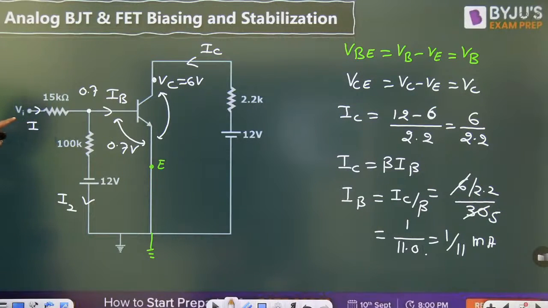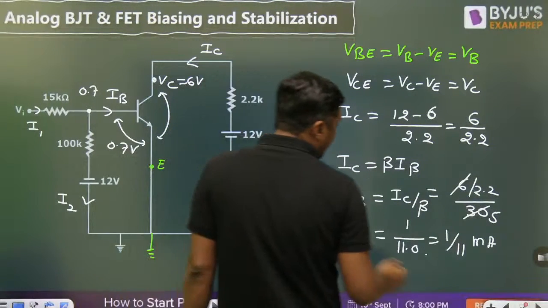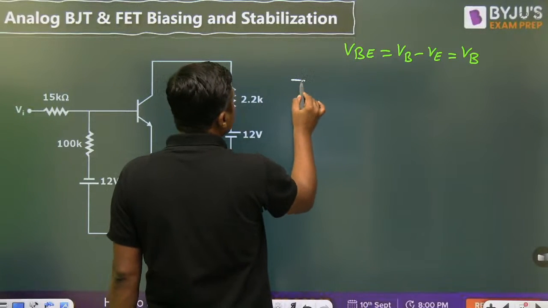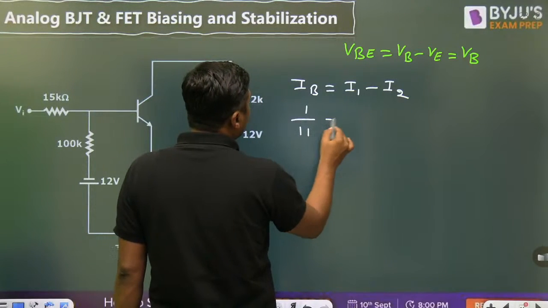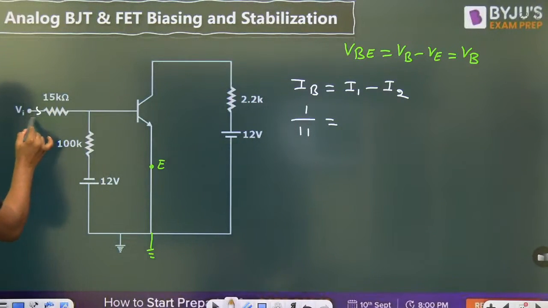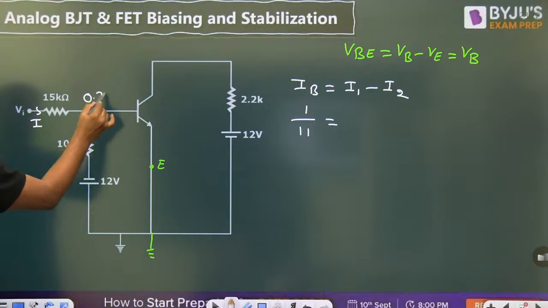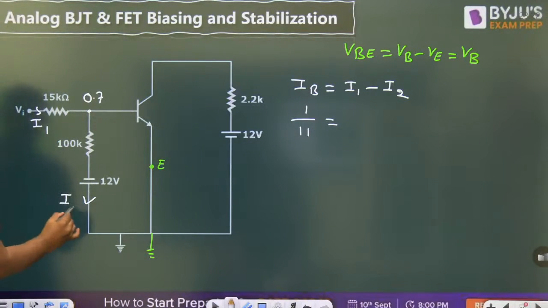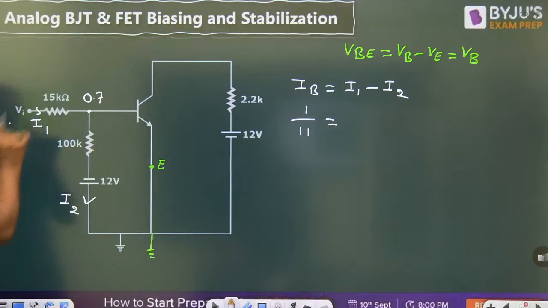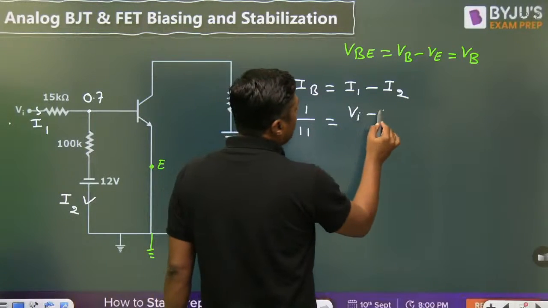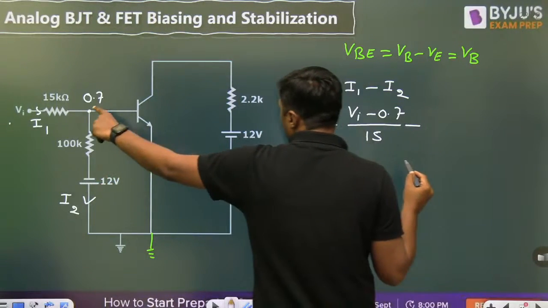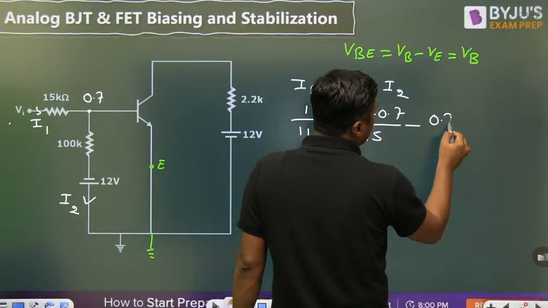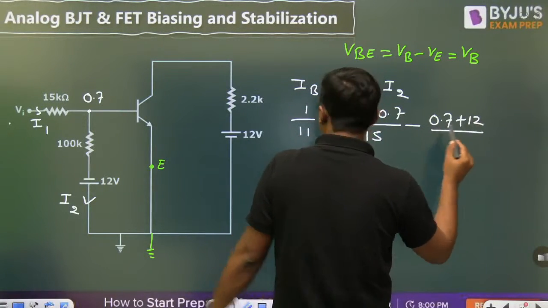Now what is the IB? From the diagram, IB is equal to I1 minus I2. This is 1 by 11 is equal to, what is the I1 here? This voltage is 0.7 volt. So I1 will become VI minus 0.7 divided by 15, minus, what is the I2? 0.7 minus of minus 12, it will become plus 12 upon 100.